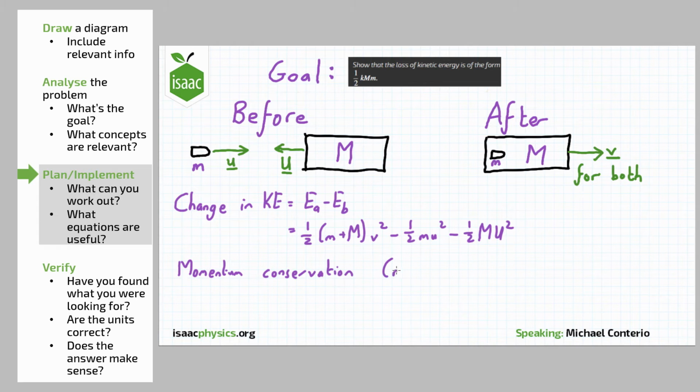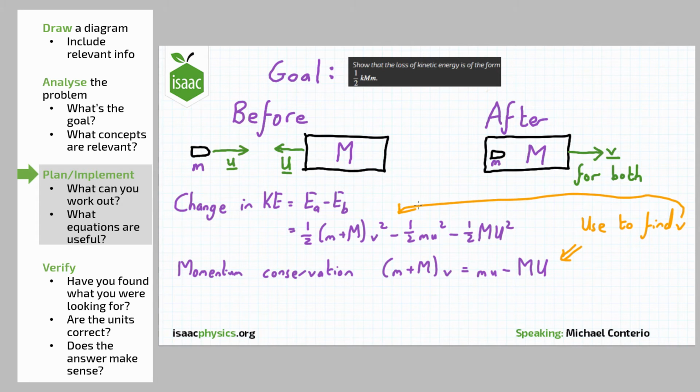This gives (little m plus capital M) all multiplied by v is equal to little m little u minus capital M capital U. We can see that we have an unknown v in our equation for the change in kinetic energy and in our momentum conservation equation, so we only need to plan how we're going to find v. We can do this by rearranging the momentum conservation equation to make v the subject, and we can substitute this into the equation for the change in kinetic energy in order to solve the problem.